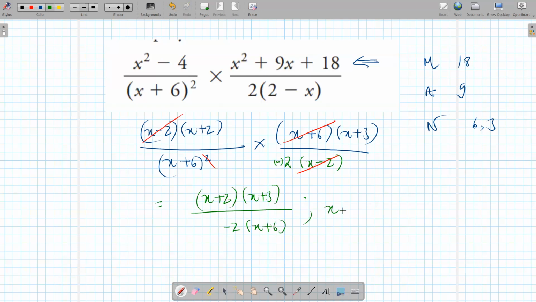over negative 2 times x plus 6. Now, when it comes to restrictions, you also have to take into account the things that you canceled out. So what are the restrictions here?